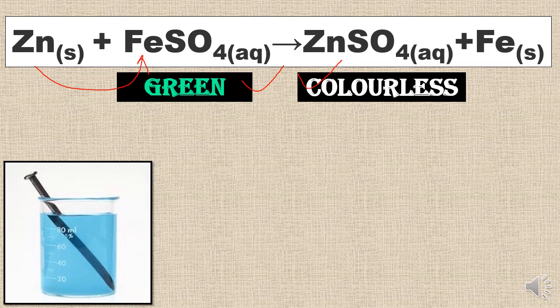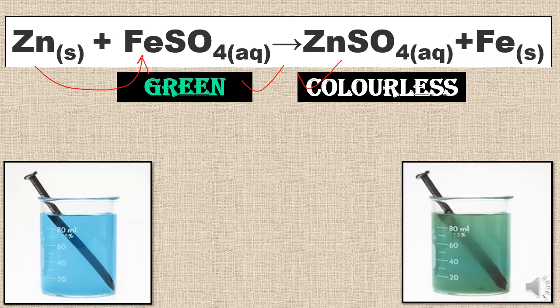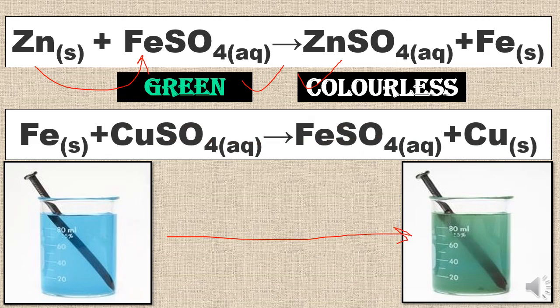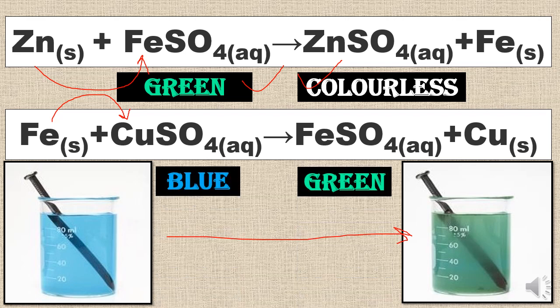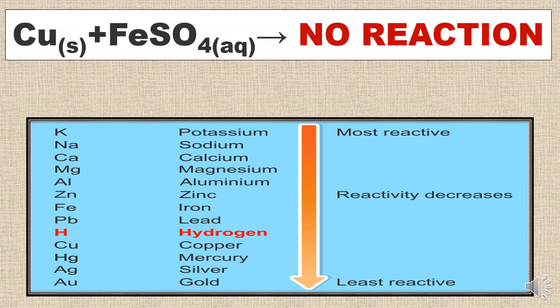Let's try predicting the next reaction. Suppose an iron nail is placed in a blue colored copper sulfate solution. Then after some time, you will notice that the color of the solution becomes green. Why? Because iron, being more reactive than copper, displaces it from the copper sulfate solution to form ferrous sulfate, which is green in color. Again, since copper is being deposited here, a reddish brown colored deposit is formed on the iron nail.